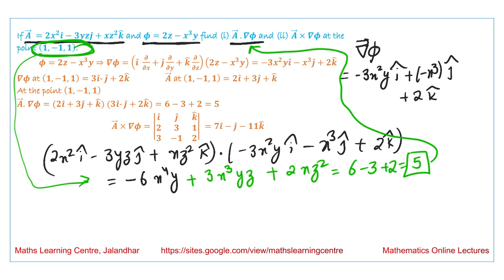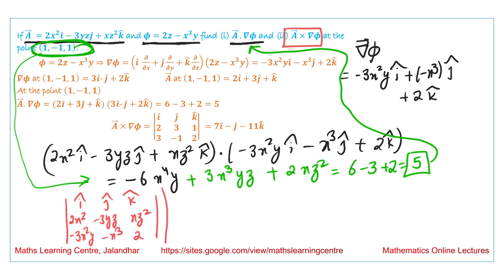Next we have to calculate A vector cross gradient of phi. To calculate the cross product, we write i j k. The values we have are 2x square, minus 3yz, xz square, and then minus 3x square y, minus x cube and 2, and we have to evaluate this at the point (1, -1, 1).